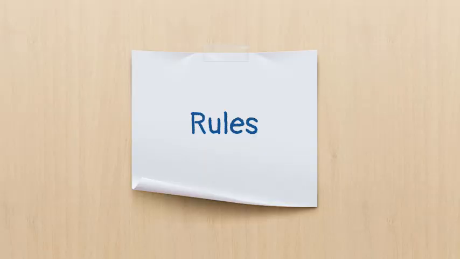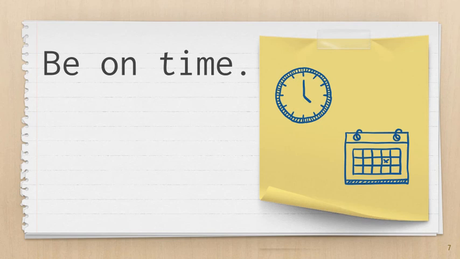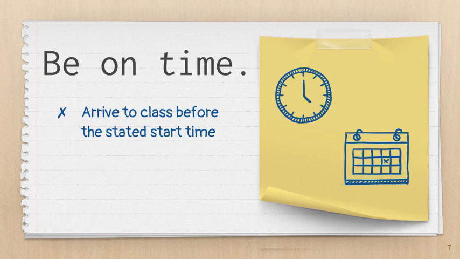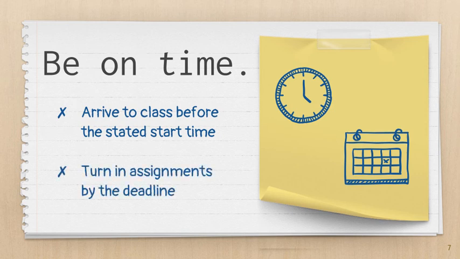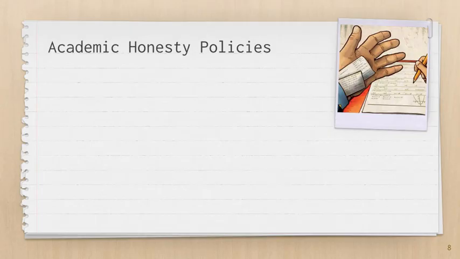Now let's talk about some of the rules in U.S. academics. Being on time is very important. Students are expected to arrive a few minutes early before the stated start time for class. They're also expected to turn in assignments by the deadline date. If something comes up that would prevent this, talk with your professor. You must also follow the school's academic honesty policies, which are a set of rules about what behavior is and is not allowed when it comes to academics.